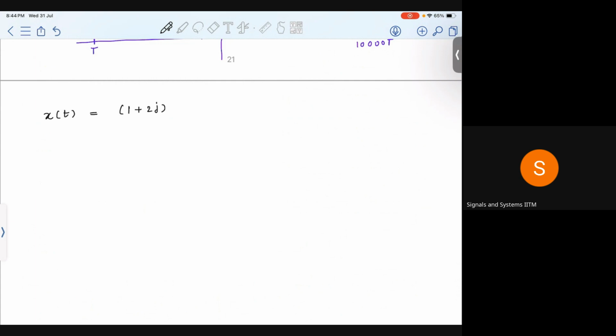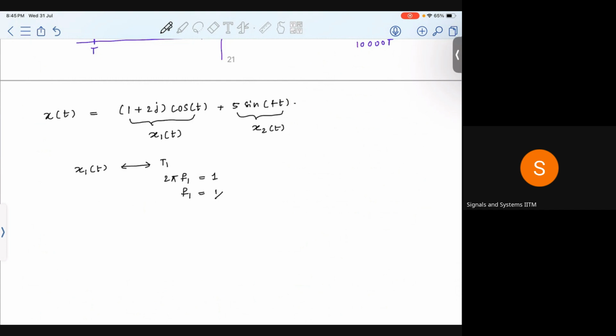Suppose you're given this signal, cos t plus 5 sine 4t. First question: what is the fundamental frequency of this particular signal? How do we solve for it? Let's call this x1 of t and this x2 of t. x1 of t has fundamental period T1. How do we find that? 2 pi f1 is 1, f1 is 1 by 2 pi, T1 is 2 pi.